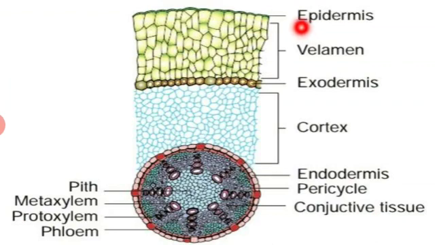Okay, so here on the outer surface is a single layer of epidermis, and inside it you can find this greenish region, a tissue named velamen, a spongy tissue that helps to absorb moisture from the air. Below that you can find another single layer named exodermis, and below the exodermis you can find a region named cortex, and inside it is the endodermis. Up to the endodermis is the cortex region.